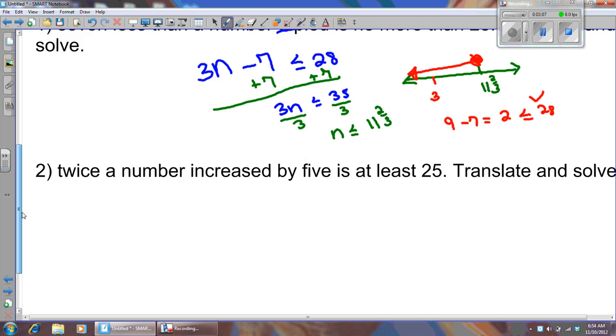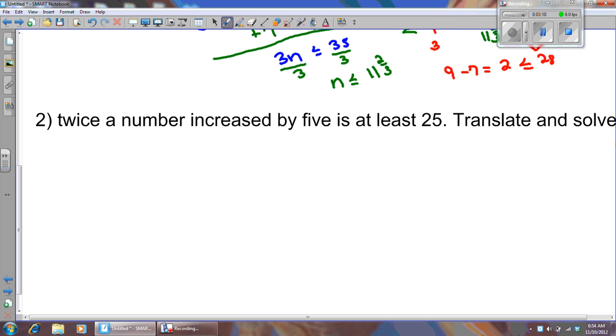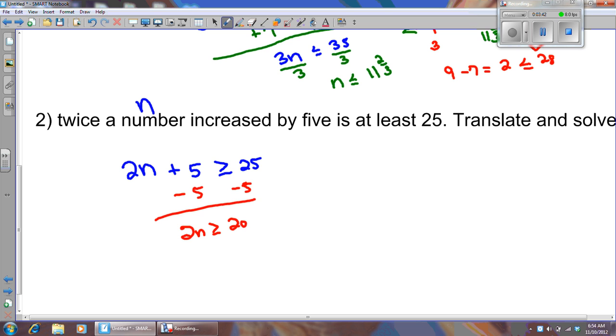All right, one more example, and then we'll call it a day. Twice the number, increased by 5, is at least 25. My number is n. Twice n would be 2n, or n times 2. Increased means to add. By 5 is at least. This number here is at least 25. All right, I'm going to subtract 5 from both sides. I'm going to get 2n is greater than or equal to 20. Dividing by 2, I will get n is greater than or equal to 10.